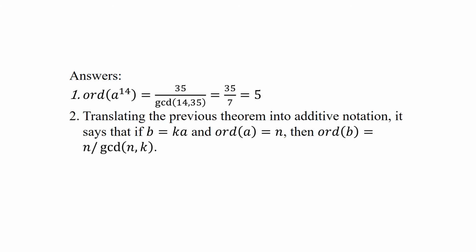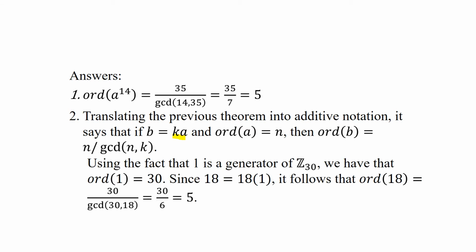For the second one, we want to move into additive notation. When I was in multiplicative notation, I was taking powers of a. In an additive group, powers of a become translated into multiples of a. So I'm interested now in the relationship between the order of k times a and the order of a. And the same result applies. I just changed the format, but I haven't changed the outcome. So if b is k times a, the order of b is n over the GCD of n and k.